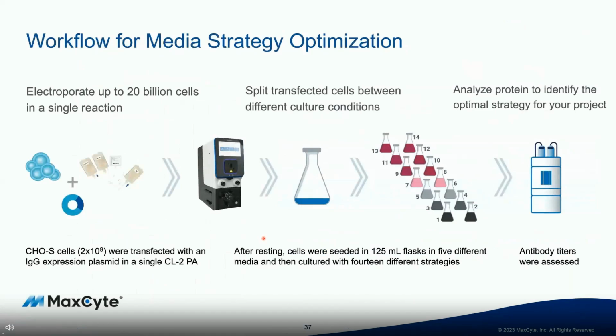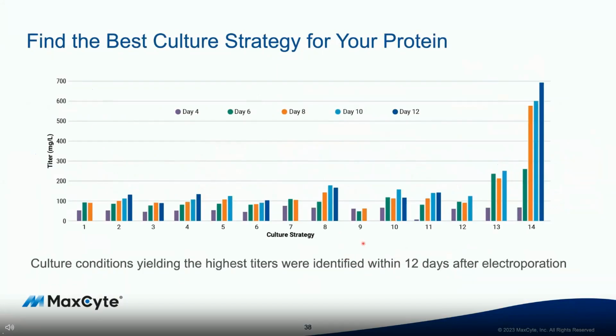In terms of how else you can use MaxCyte large-scale electroporation of up to 20 billion cells, this is a media strategy you can use for transfected cells. So you can bulk electroporate cells and then split them into multiple flasks to test different media and feed combinations to analyze which combination works best for generating the best titers. So you can see here, this is using 14 different combinations of media and feed. And in combination 14, by day 12, you're getting nearly 7 times higher expression than with other combinations.